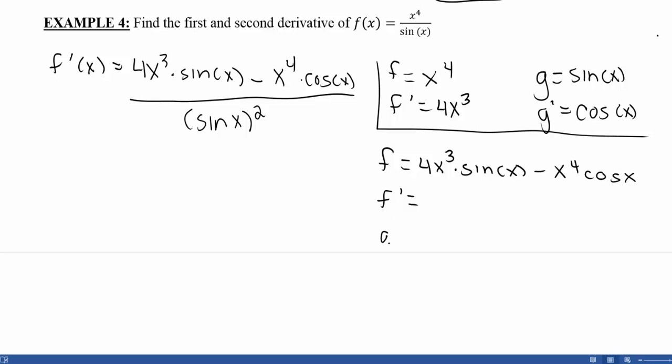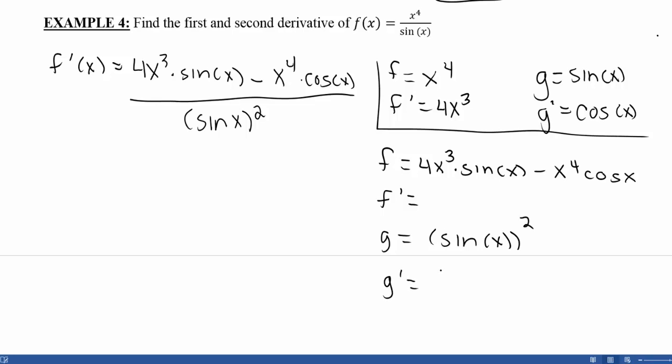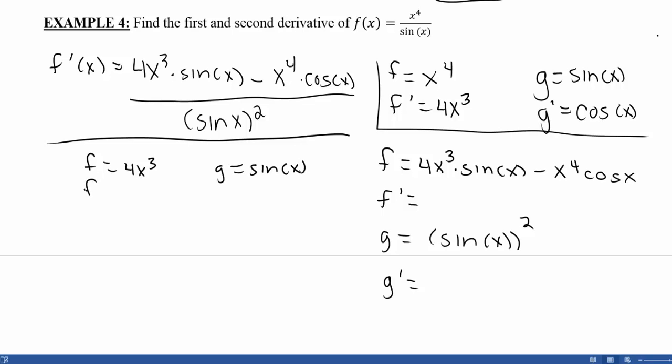And from there, I need to find my derivative. And then my g is going to be sine of x squared. And I need to find my g prime. So let's start with f prime. Notice that both of the terms here are going to require a product rule. So for the first term, I have 4x cubed times sine x. For my product rule, my f is 4x cubed and my g is sine x. Finding each of their respective derivatives, I get 12x squared and cosine x.